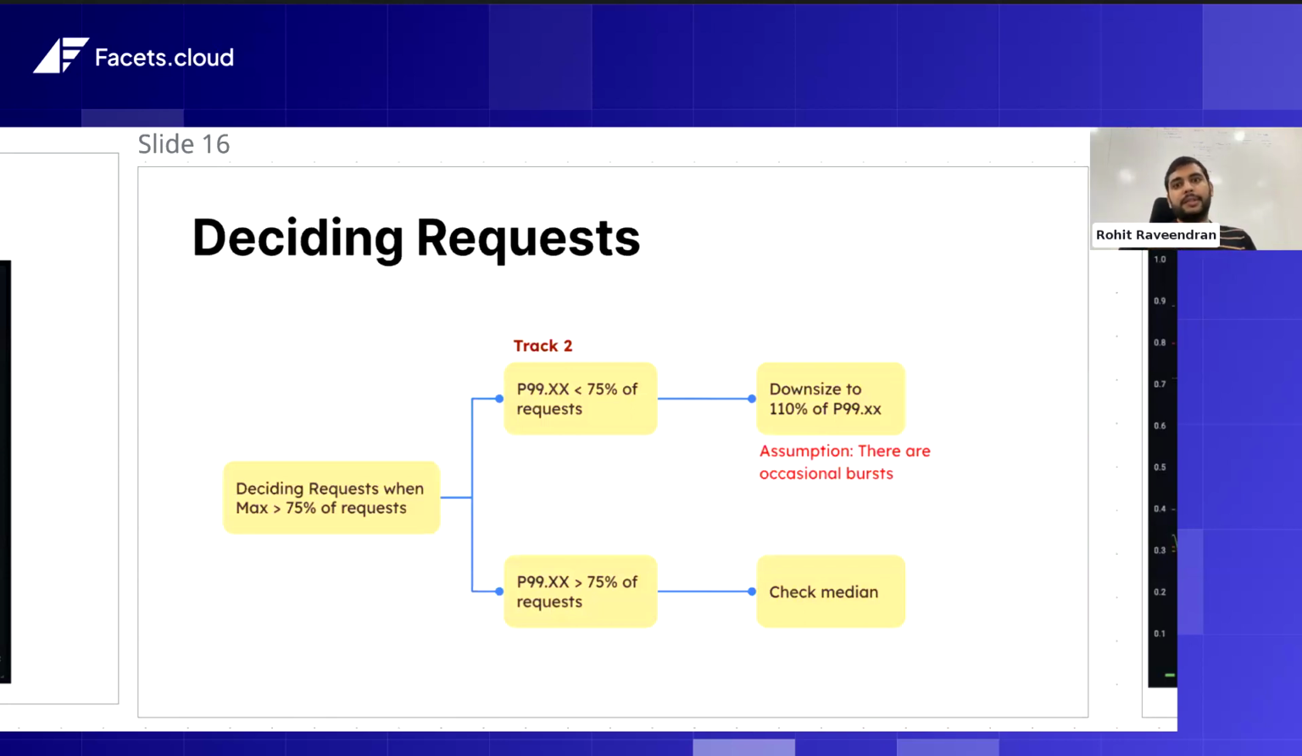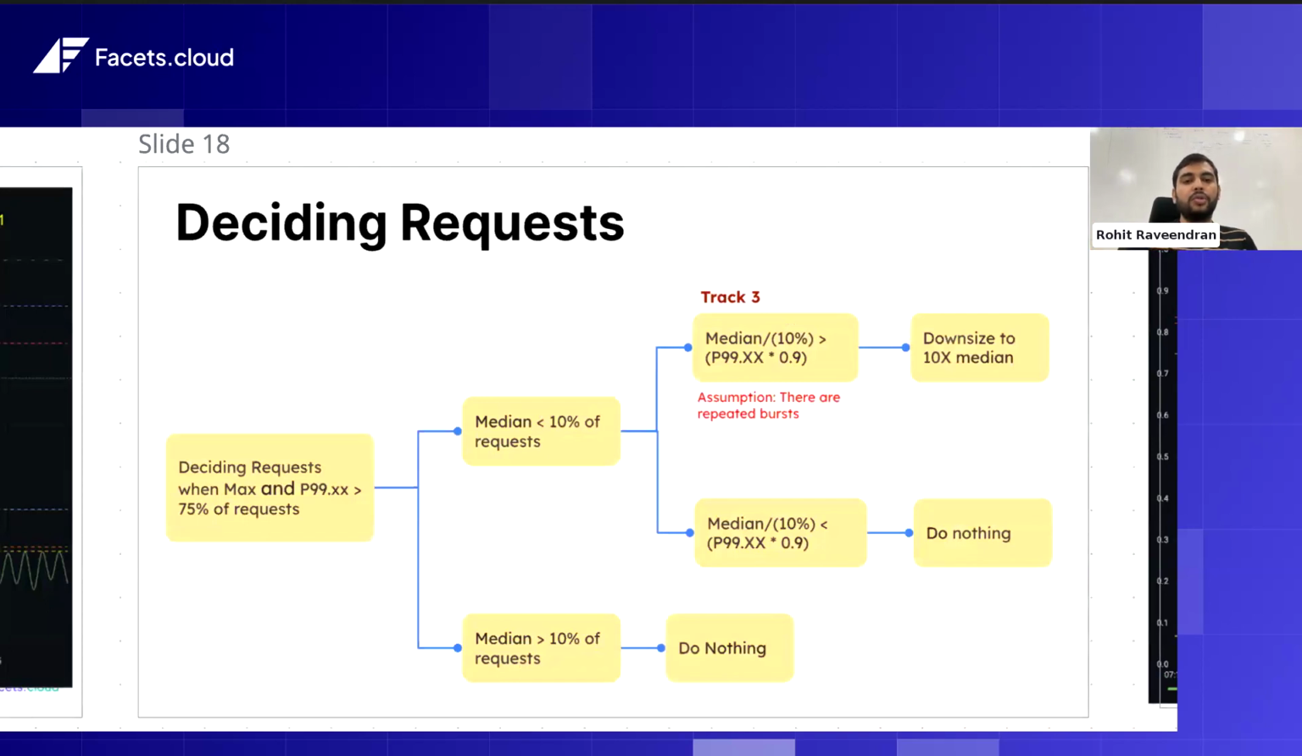Now coming to the third case, this is much rarer. This is the rarest amongst all of the three use cases, where the max is greater than 75% and P98 or P99, whatever is the percentile number that you're tracking, is also above the threshold of 75%. Now, what we need to hold ourselves to is a minimum standard on the median. During most of the time, your application should be using at least a bare minimum of the request that is allocated to it.